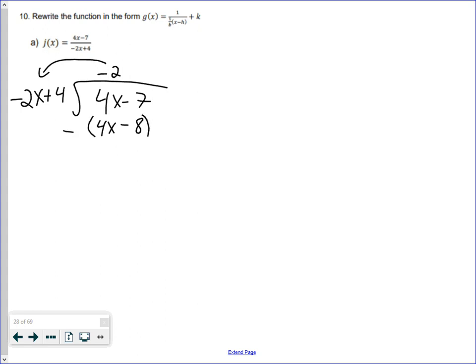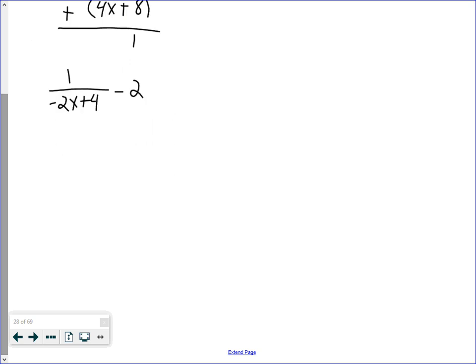Now we're going to subtract both of these terms. 4x minus 4x is 0. Negative 7 plus positive 8 is a positive 1. So we have a remainder of 1, so we have plus 1 all over our divisor, what we're dividing with. So now we can rewrite this as 1 all over negative 2x plus 4 minus 2. I just rewrote it as the remainder in the front rather than the quotient.